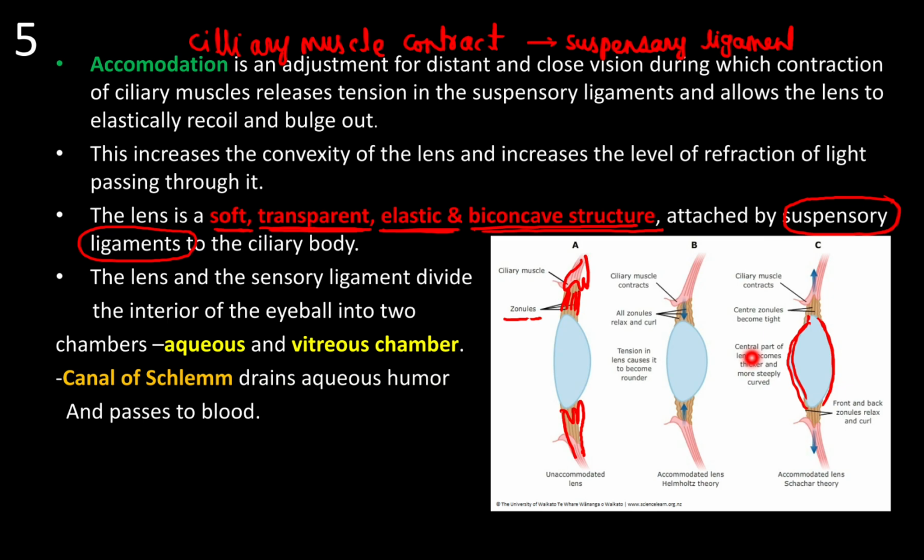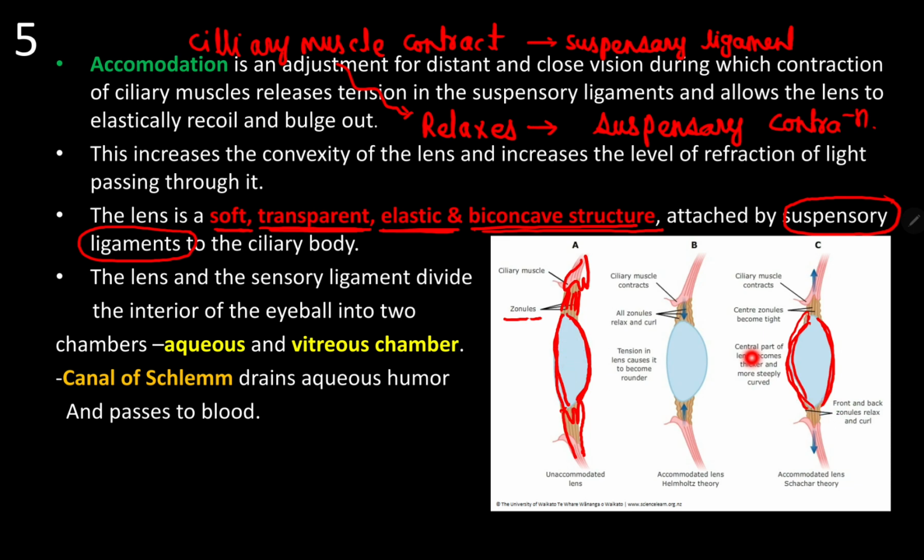Now I am taking another situation, when the ciliary muscle does not contract, it relaxes. Then the suspensory ligament contracts, and this contraction will stretch the lens more, and when it stretches the lens more, the lens becomes more flat, more thin. It is required for making it more globular, for making it thin. It's very important for visualization.